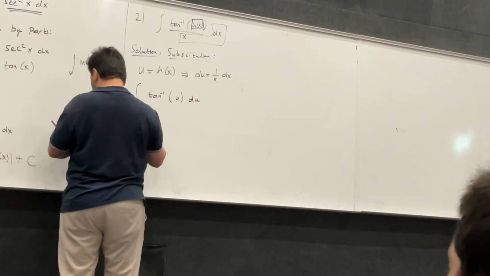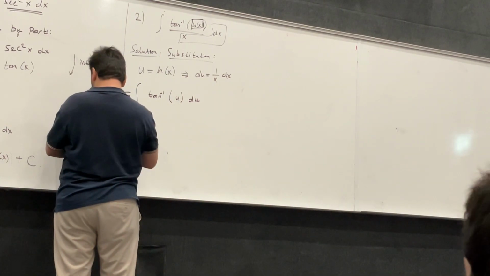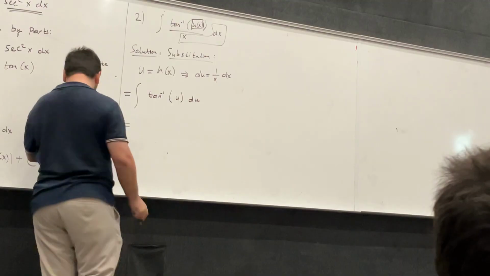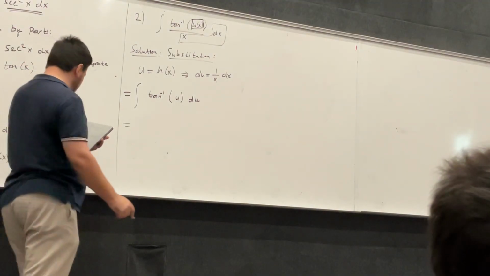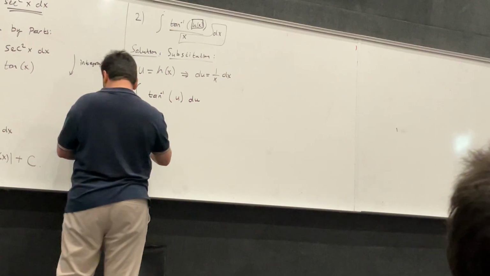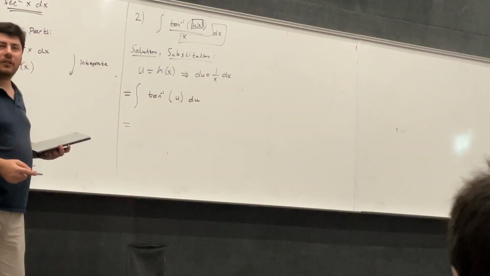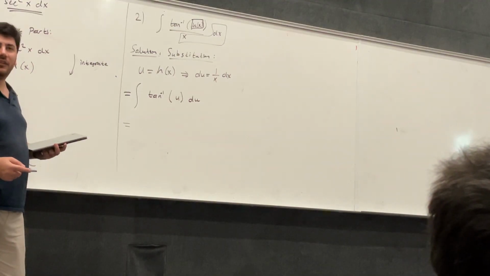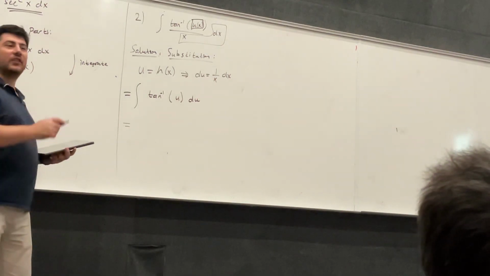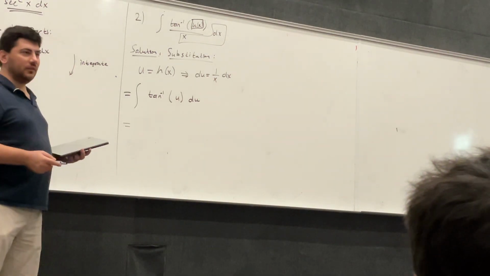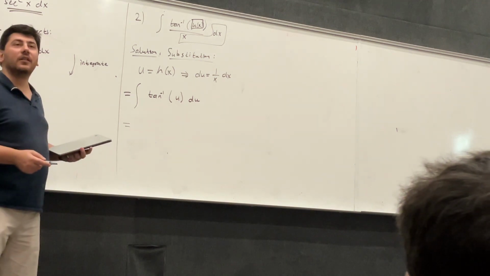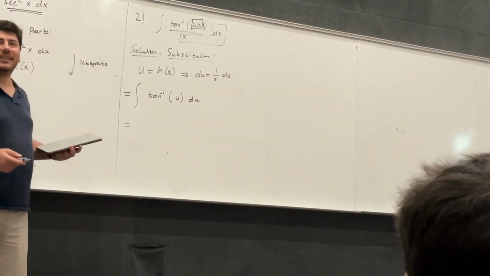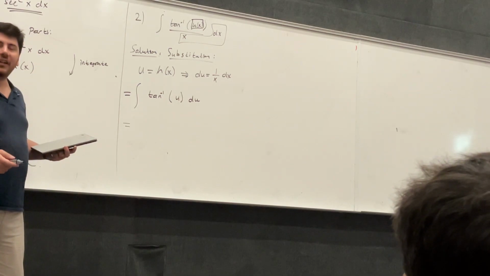What's the integral of arctangent? 1 over 1 plus x squared. What did you say? 1 over 1 plus x squared. No, that's the derivative of arctangent. What's the integral of arctangent? How? You take u as tan inverse and then dv as dx. Very good.